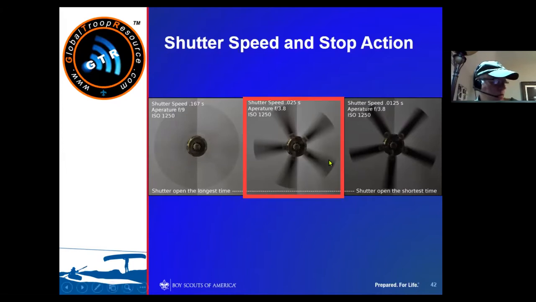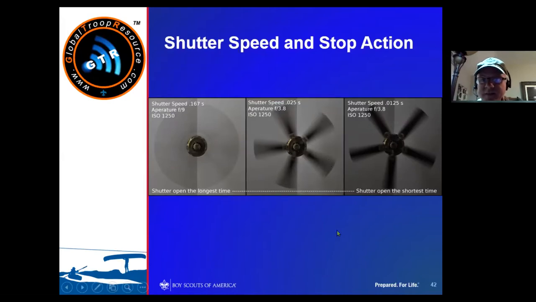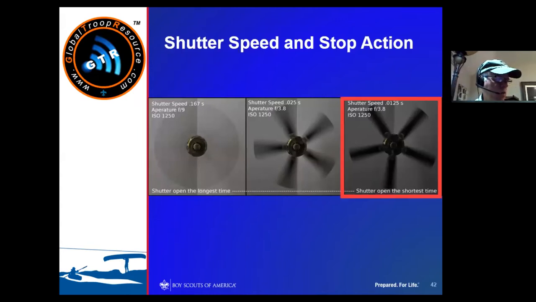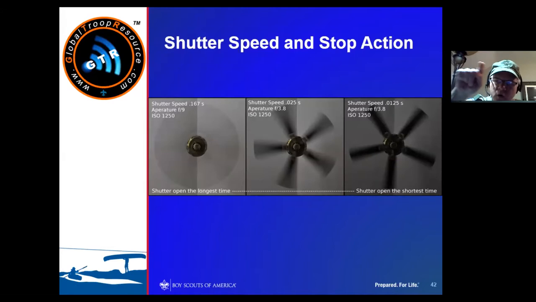Now, if you take that same camera and take a picture of the fan at 1/25th of a second, it only opens for less time, so the fan blades can't go as far around in the circle as they can at 1/16th of a second. And if I take it at 1/125th of a second, the fan blades don't have enough time to move very much at all, so they come in clearer.